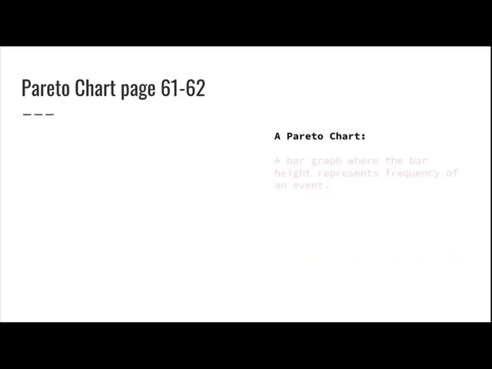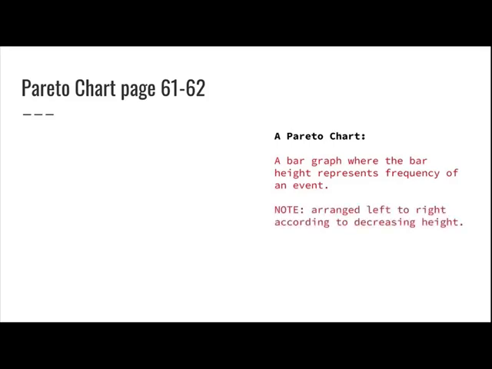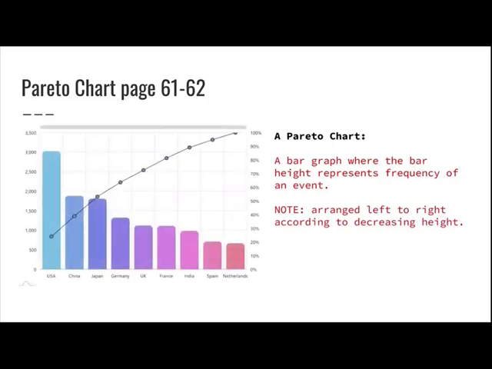All right, a Pareto chart is a bar graph where the height represents the frequency of an event. And for these, they are arranged from left to right according to decreasing height. So what you want to remember with Pareto charts is that it's always going to be with frequency.